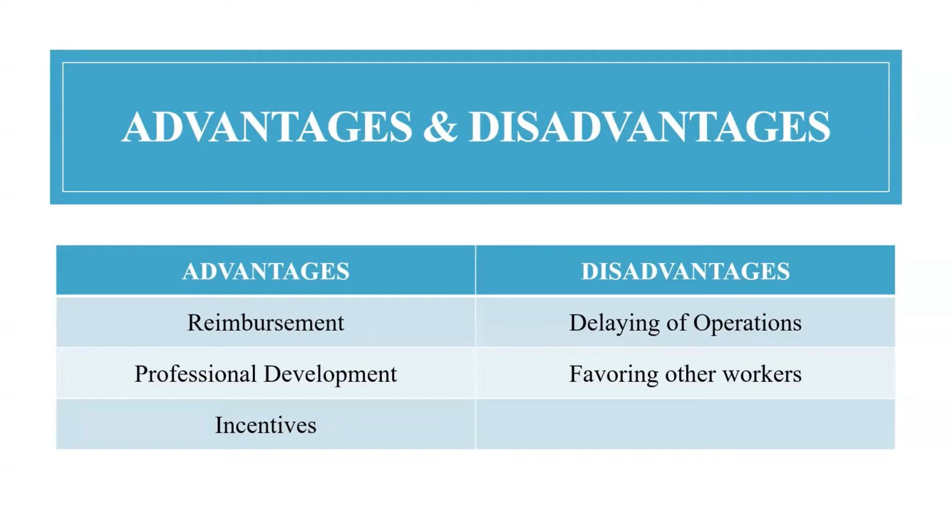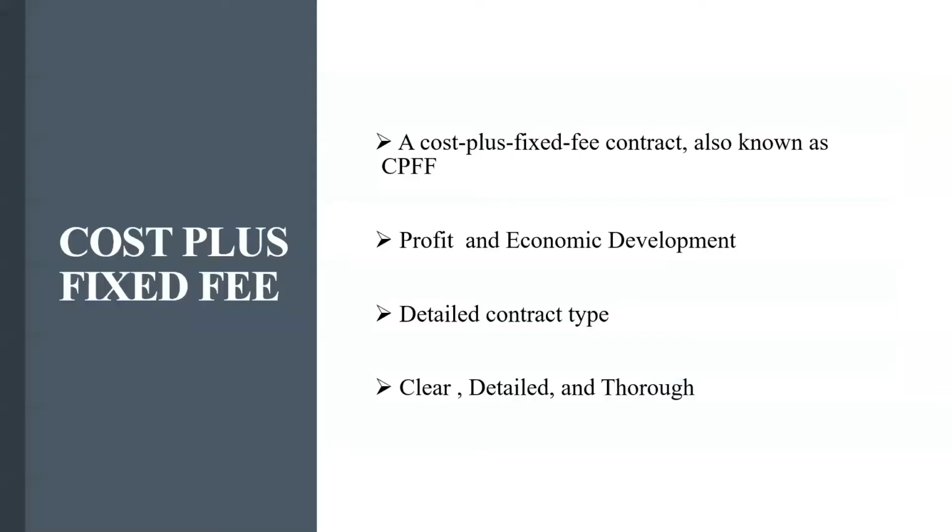On the other hand, the negative impact of per diem is delaying of operations. As the senior officials attend meetings to gain per diem, tasks such as approving budgets, signing contracts, and supervising personnel are delayed or neglected. Favoring other workers. Given a choice, many people will apply for assignments for which there are per diems involved, and especially those tasks with the highest per diems.